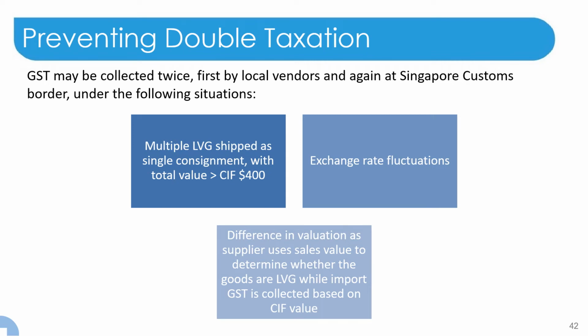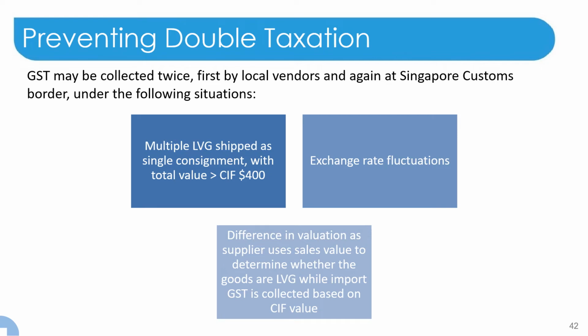Secondly, for imported goods sold in a foreign currency, there could be exchange rate fluctuations arising from the differences in timing in the application of the exchange rates by the suppliers and by Singapore Customs. Goods that were under the value of $400 could exceed the threshold due to the timing differences in the application of the exchange rates, which will result in GST being collected again at the customs border.